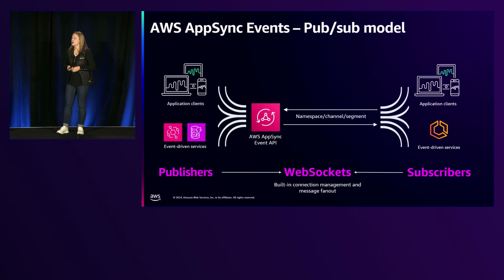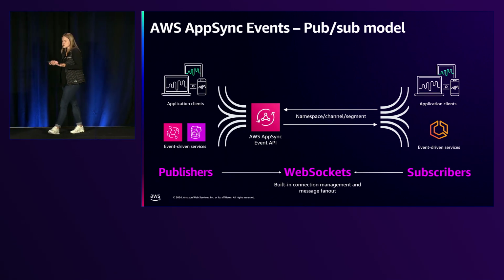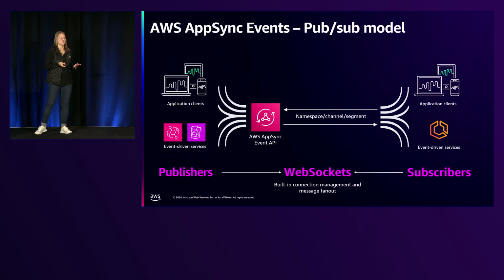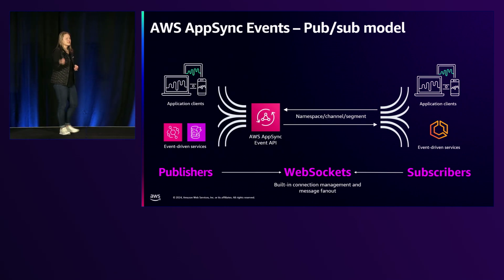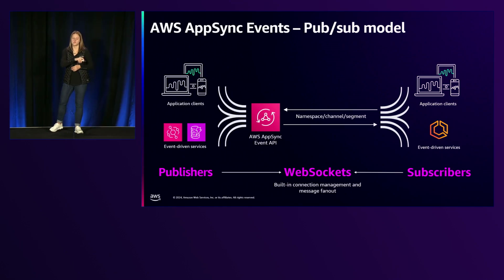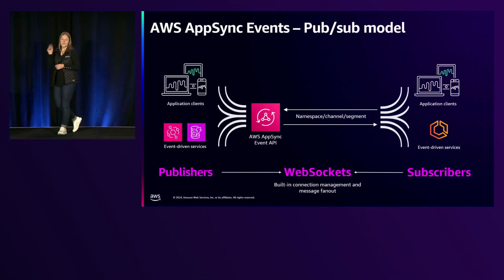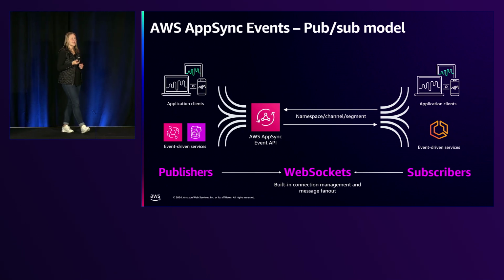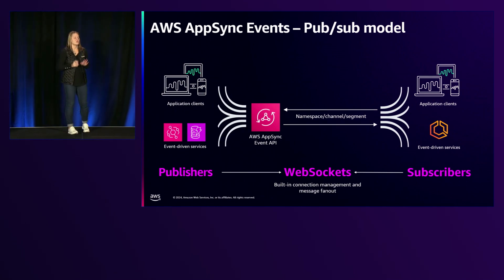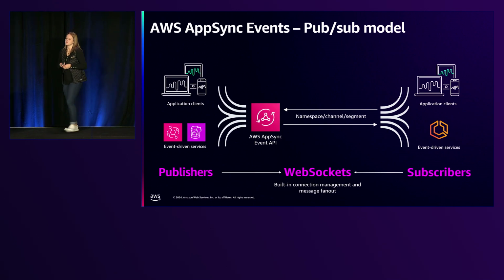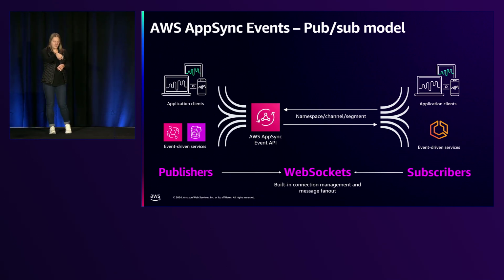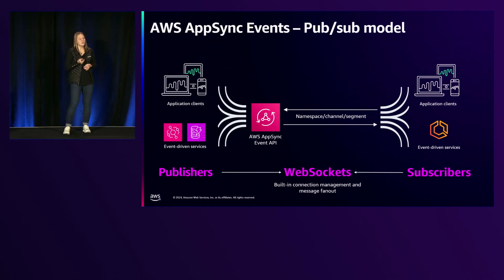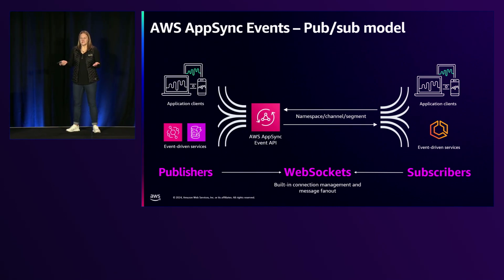And then on the right-hand side, we have our subscribers. Again, our subscribers can be application clients, or they can also be event-driven services as well. Your subscribers connect over a WebSocket to the API. In the middle is AWS AppSync Events, which is providing that WebSocket infrastructure for you behind the scenes with built-in connection management and the ability to do message fan-out. We're going to talk in a little bit more depth about the middle piece, which is namespaces, channels, and segments, a little bit later. But I figured now might be a good time for a demo.